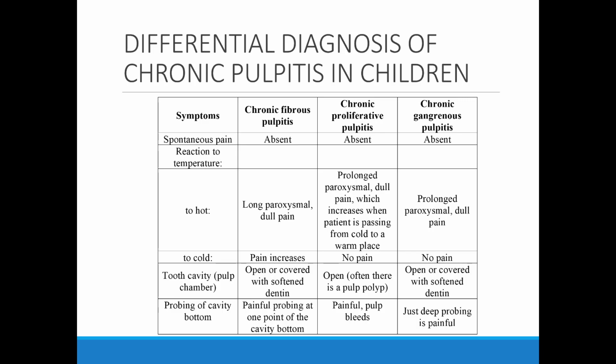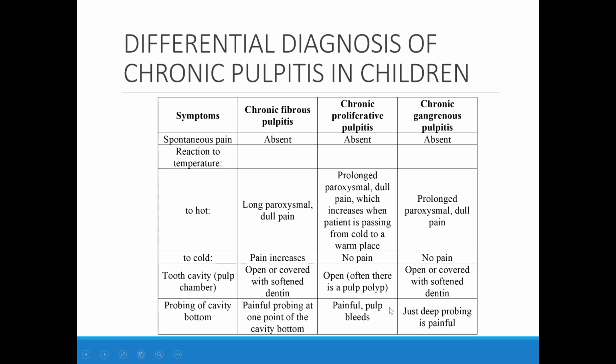In chronic gangrenous pulpitis, usually it's opened or covered with softened dentin. And when we perform probing, just deep probing is painful because there is no pain reaction to the probing when we have gangrenous pulpitis in the pulp chamber. We have just some parts of pulp in root canals.